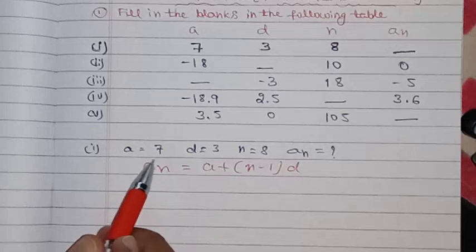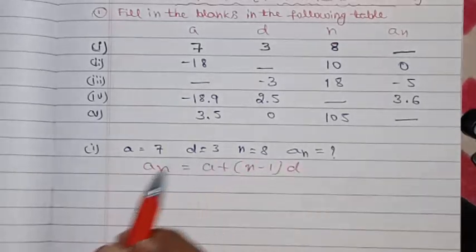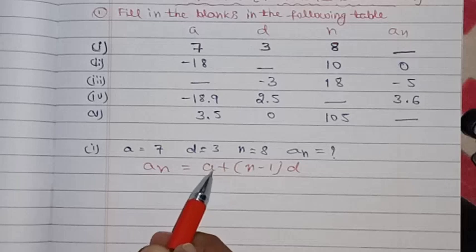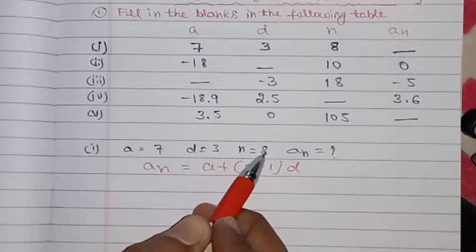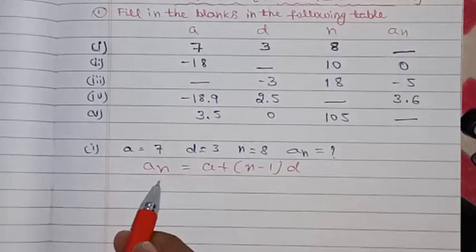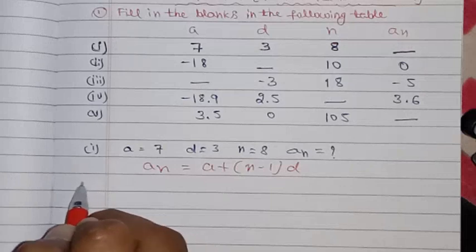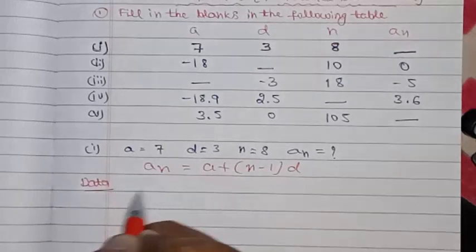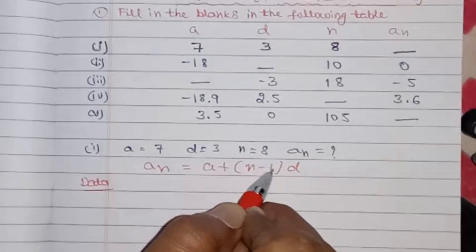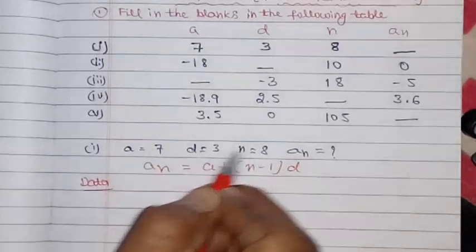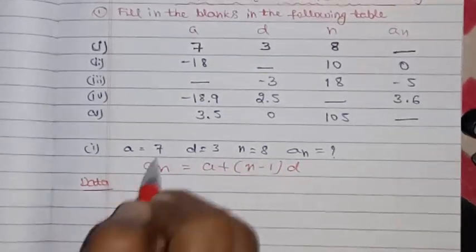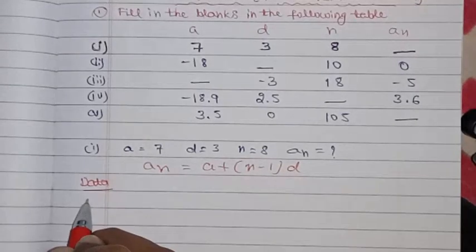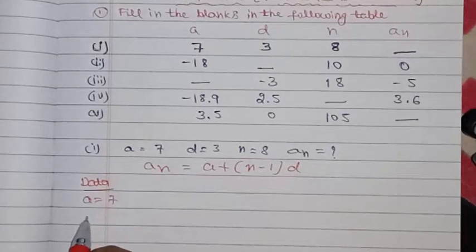Now just observe here, you need to find out an, right? In the formula, a they have given, d they have given, and n they have given as 8. So I'll write the data here. First you need to write down the data. Here n is the term number and d is the common difference. All the data they have given, so you need to apply these values to this formula. So a is equal to 7, d is equal to 3, and n is equal to 8.